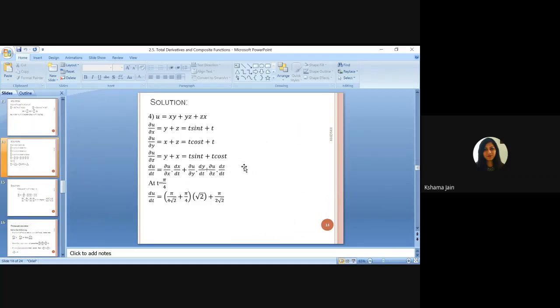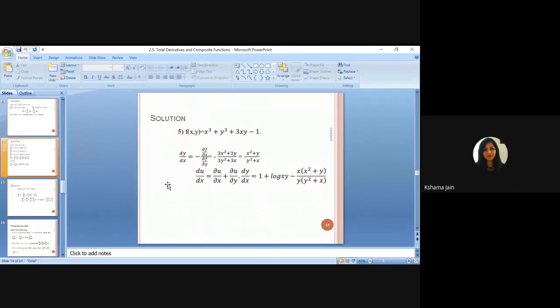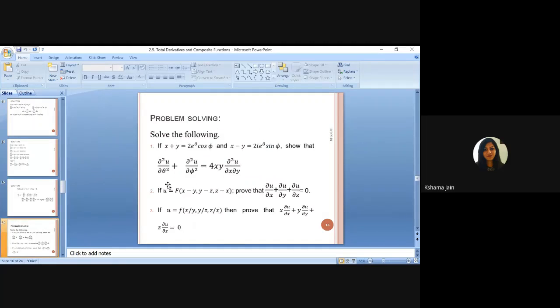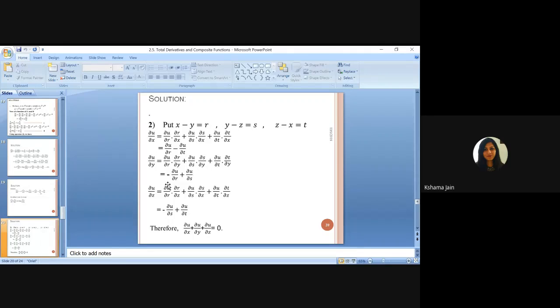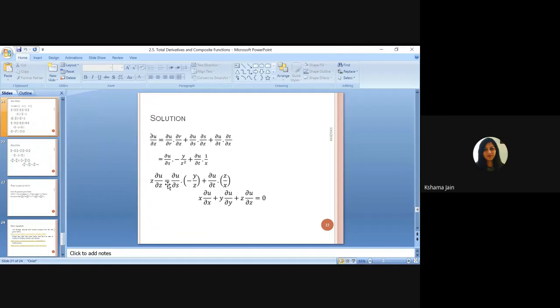So the fourth question solution is like this. See, x, y, z were given directly, so we can find the y and z values. After putting this, we got this. So this is the total derivative, very important. The explanation will come again in this module. Numericals are more, so if you understand the concept, then you can do the numericals yourself.